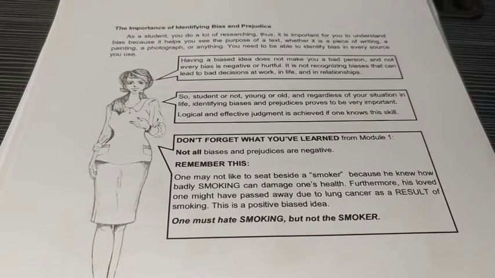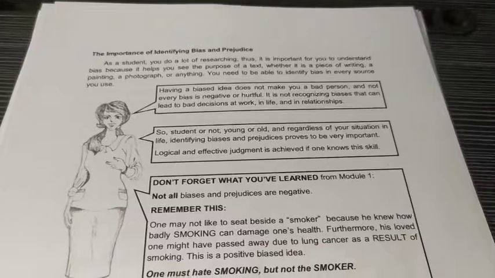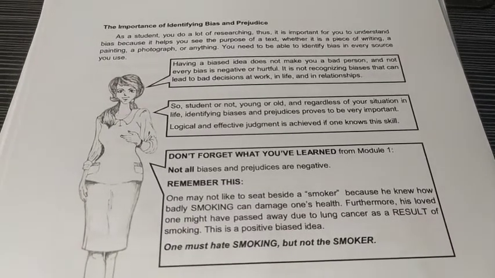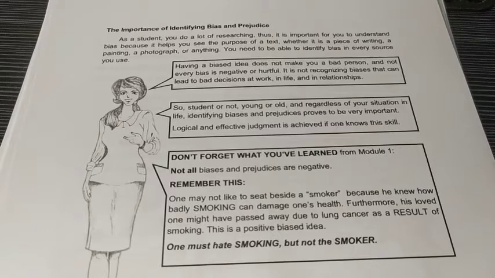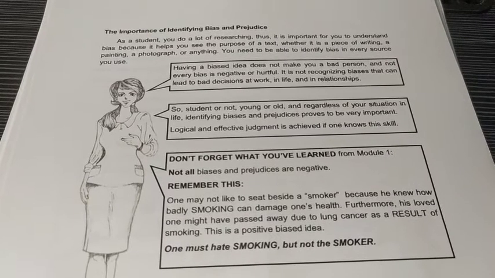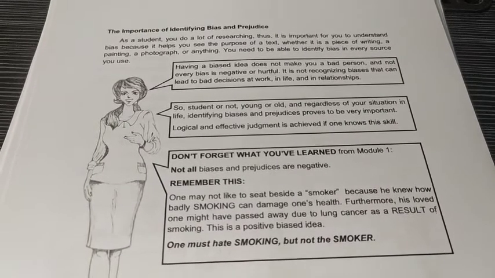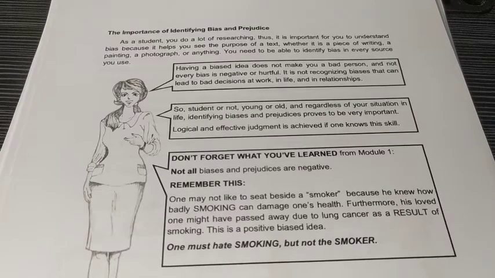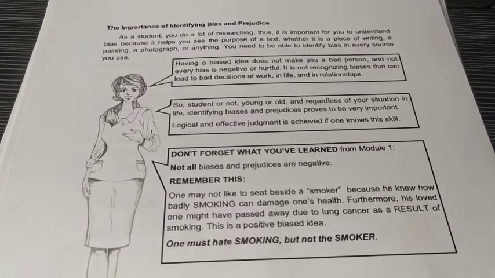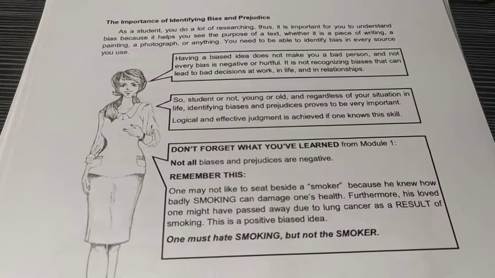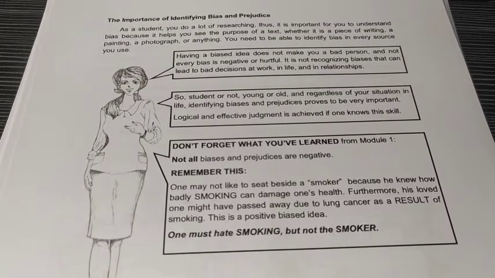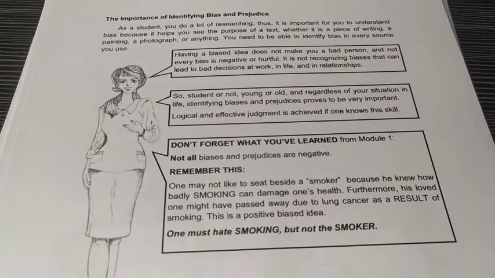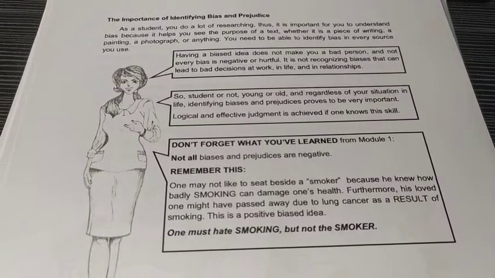So why is it important for us to identify bias and prejudice? As a student, you do a lot of researching. Thus, it is important for you to understand bias because it helps you see the purpose of a text. Whether it is a piece of writing, a painting, a photograph, or anything, you need to be able to identify bias in every source you use. So having a biased idea does not make you a bad person, and not every bias is negative or hurtful. It is not recognizing biases that can lead to bad decisions at work, in life, and in relationships.